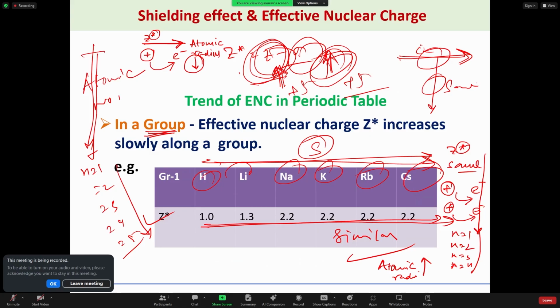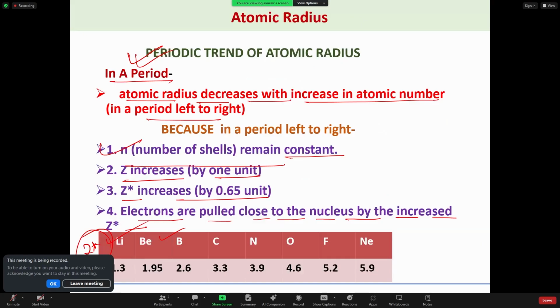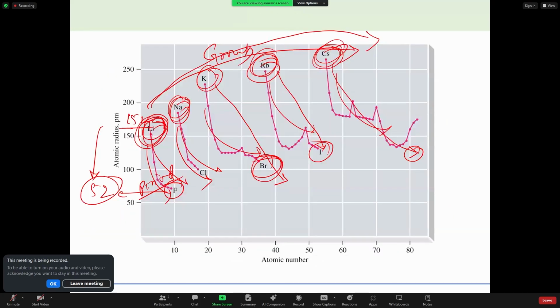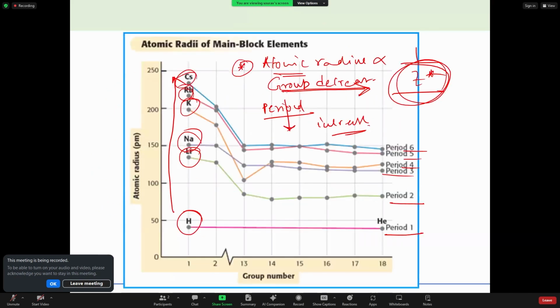And here we have learned about the shielding effect trend, and this is the periodic trend of the atomic radius in a period, and in a group the atomic radius is increasing. This is also one figure. Here we can see that going from hydrogen to lithium, sodium, potassium, rubidium, cesium, the atomic radius is increasing.